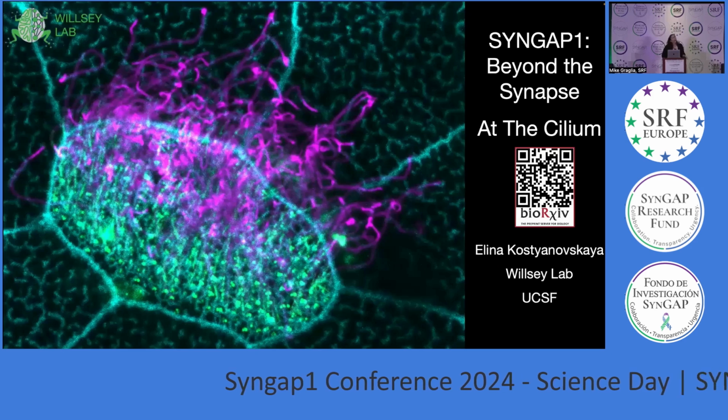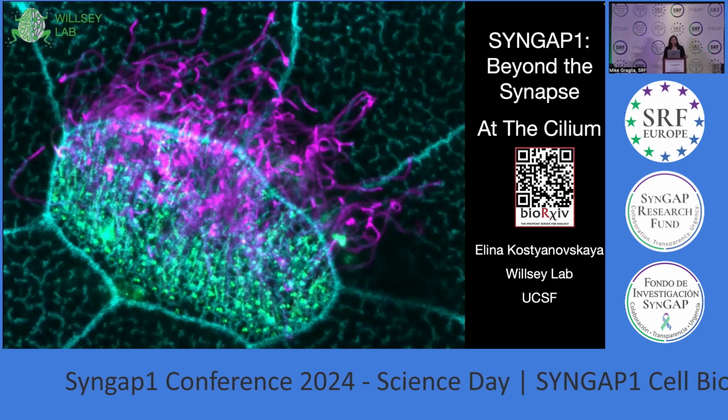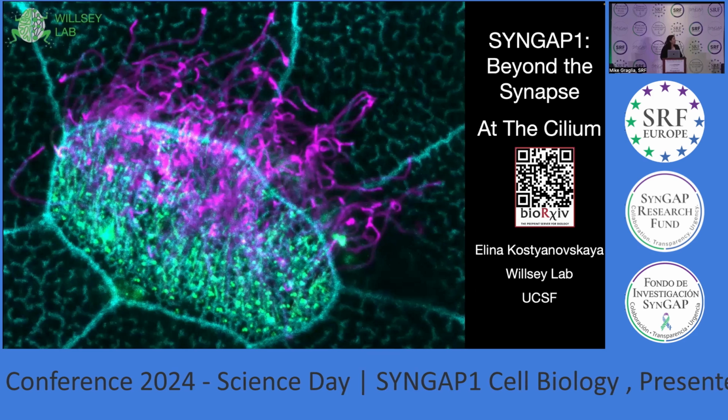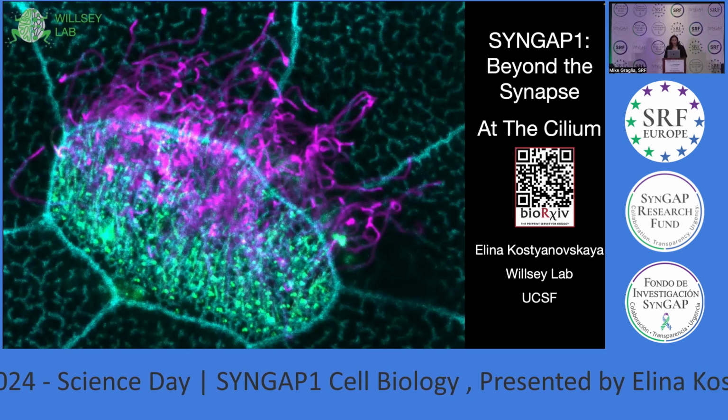Okay. My name is Elina Kostyanovskaya, and I'm a graduate student in Dr. Helen Wilsey's lab studying autism genetics using frogs as a model organism. And today I'll be talking about the role of SYNGAP1 outside of the synapse at the cilium.